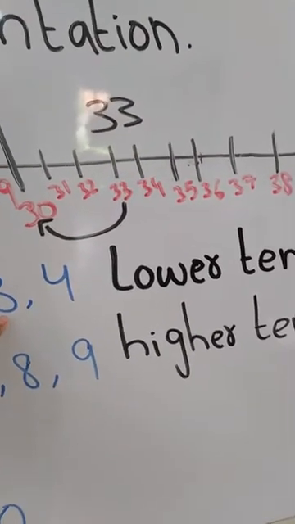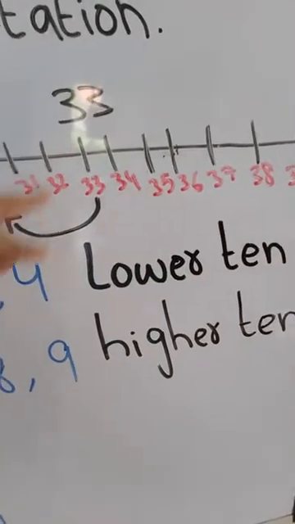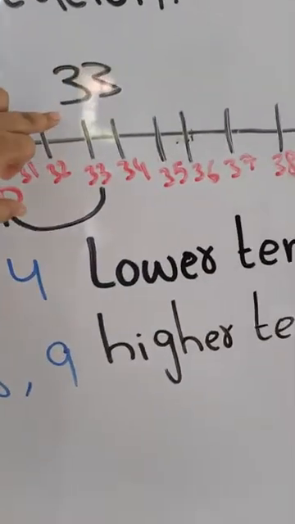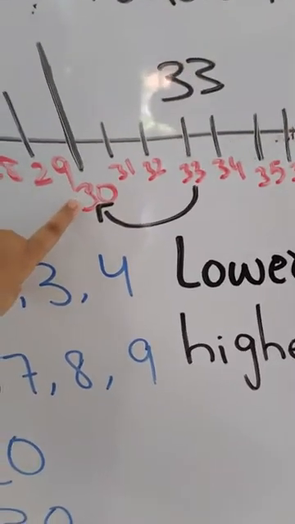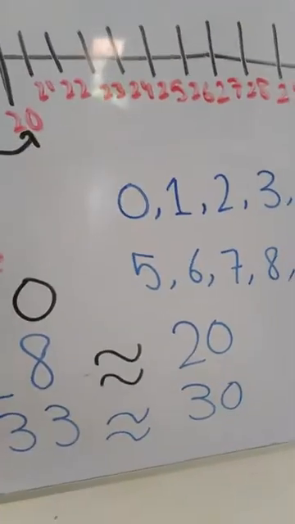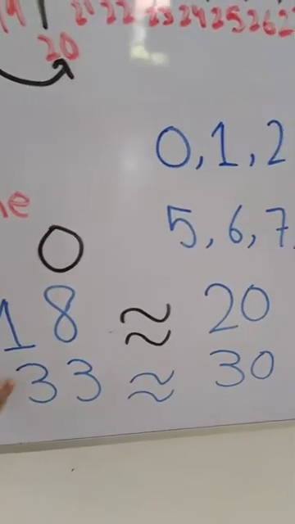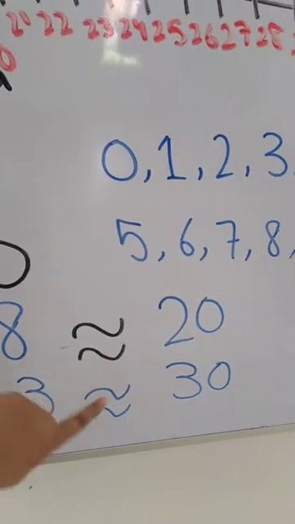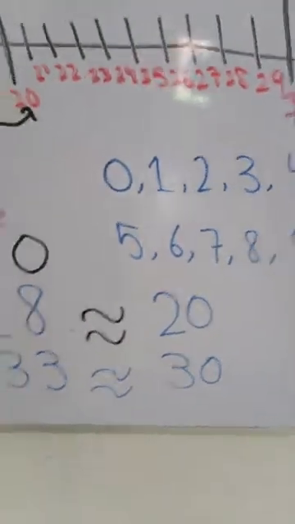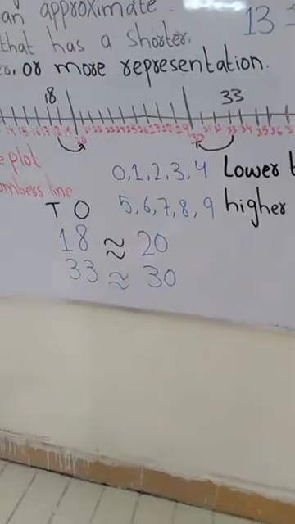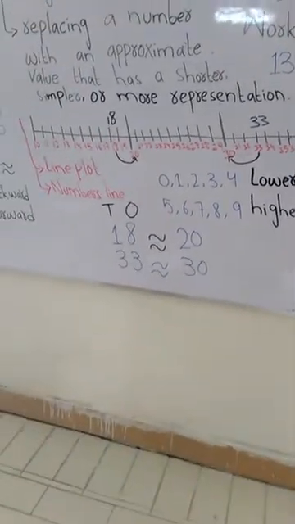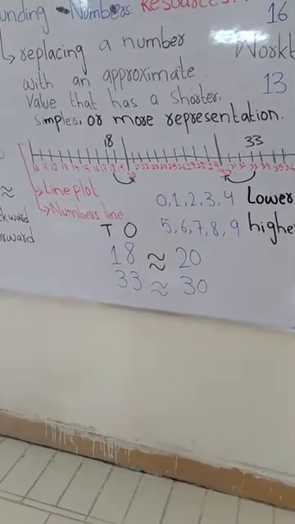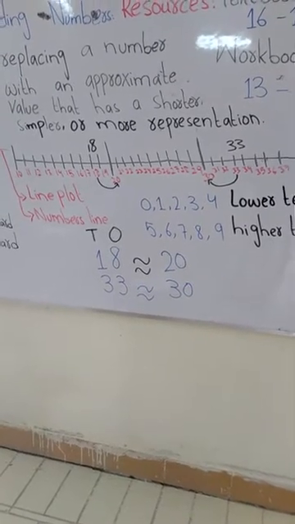So what we can do, we decrease the number, we go backward. 33's nearest is 30. So what is the round of 33? The round of 33 is 30. 33 is approximately 30. So we can round off by following the lower tens and higher tens, and also we can follow the number lines or line plot. Okay students, you have got it.